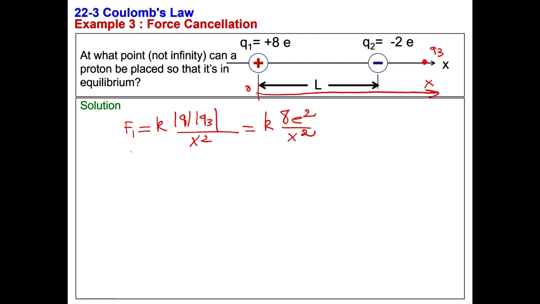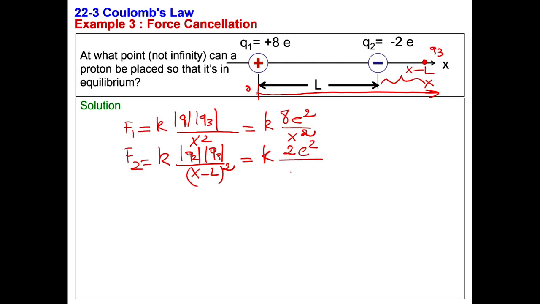Okay, now let's do the magnitude of F2. F2 is K Q2 times Q3 magnitude divided by the distance. What's the distance? The distance is now X minus L. This is the distance here. So this is X minus L squared. So let's replace the values. Q2 is what? 2E. So this is 2E times E, that's E squared, divided by the distance, which is X minus L squared. Okay? So now we're going to set F1 equal to F2, so that they cancel.